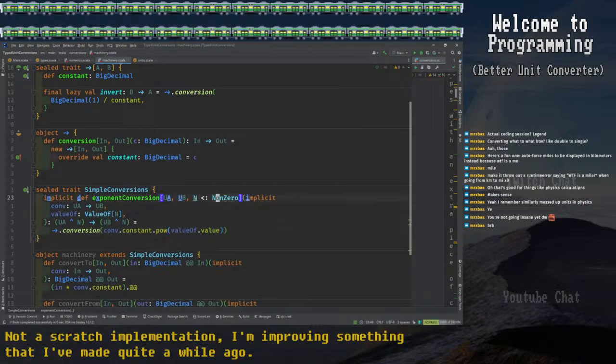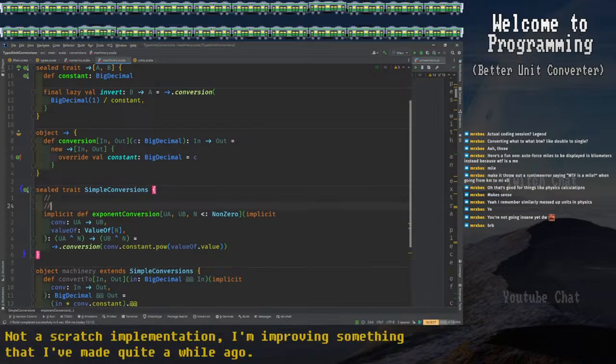So for example, this is the conversion for, say, cm to meters. This derives conversions of, e.g., cm squared to meters squared.